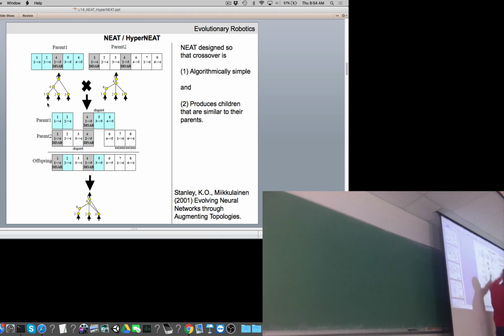Let's go back. We have our two parents here. They're trying to produce an offspring. We have found this piece, which has the same innovation number, so we line that up. There's also a synapse number 2 in both parents. Synapse 3 exists in parent 2, but there is no equivalent in parent 1. So we just leave a gap in parent 1 here. We leave this disjoint gene here.